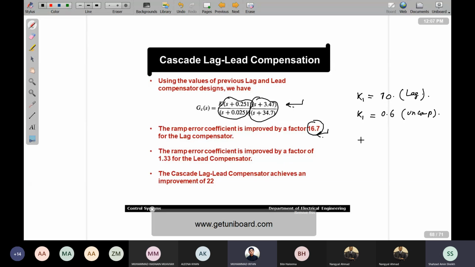So what is the factor of improvement? That is 10 divided by 0.6. So it is 16.7 as compared to the uncompensated. That is, lag divided by uncompensated, that's the ramp error coefficient improvement in this portion. And the ramp error coefficient improvement in effect is a factor of 1.33 for the lead compensator, because for the lead compensator your K1 was 0.8.